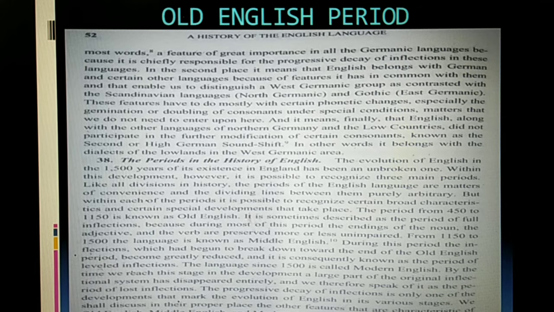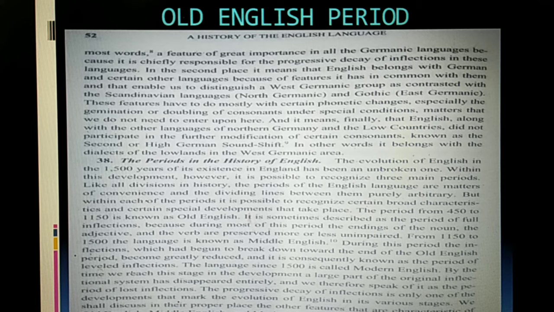The language since 1500 is called Modern English. By the time we reach this stage in the development, the original inflectional system had disappeared entirely, and we therefore speak of it as the period of lost inflections. The progressive decay of the inflections is only one of the developments that mark the evolution of English in its various stages. We shall discuss in their proper place the other features that are characteristic of Old English, Middle English, and Modern English.